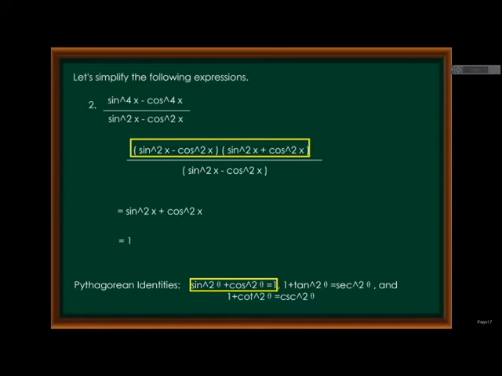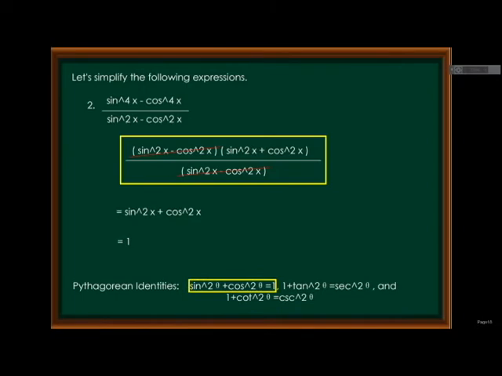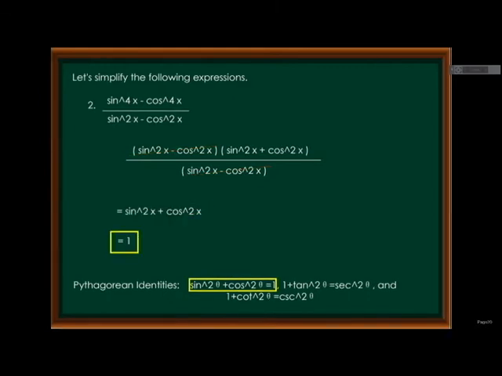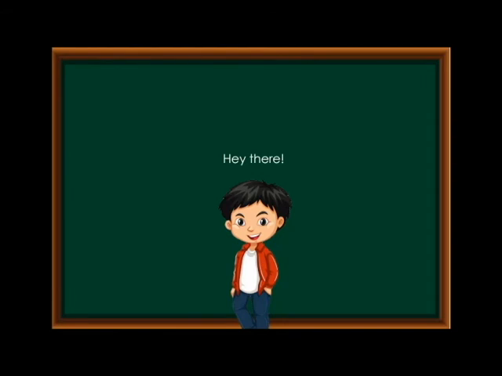So after that, let's see if anything cancels. So now that both (sine squared minus cosine squared) are cancelled out, the remaining (sine squared plus cosine squared) will be our answer. But as you can see, our answer sine squared plus cosine squared is the same as the Pythagorean identity, which is sine squared plus cosine squared equals 1. Therefore, our final answer will be 1. So let's have two more examples that will be discussed to you by my partner Rolf.